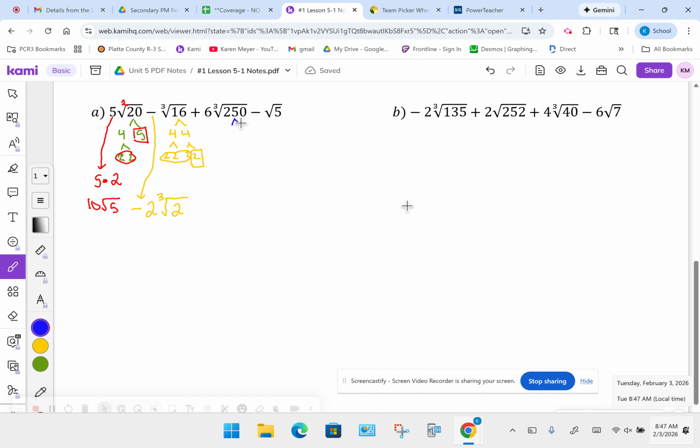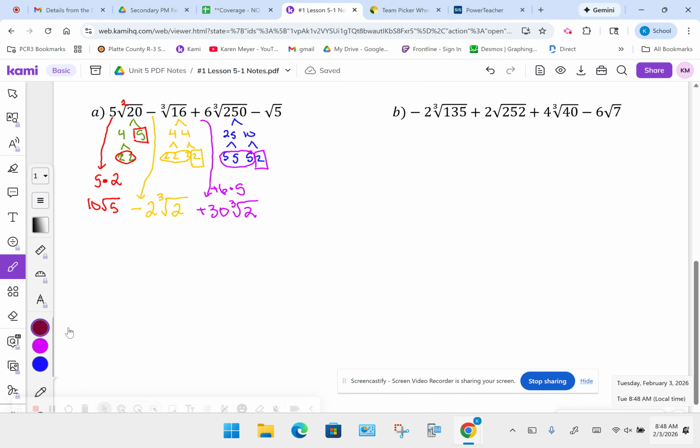Break down 250. I'm going to go 25 and 10. 25 is going to go 5 and 5. 10 is going to go 5 and 2. My index number is 3, so I'm looking for a group of 3, which is 5s, and I have a leftover 2. So then I'm going to bring down this plus 6, and then I'm going to take 6 times 5, which would make plus 30 on the outside, and then I have the third root of 2.